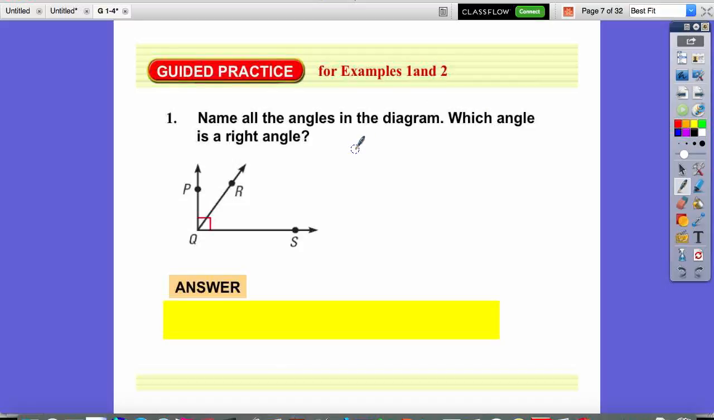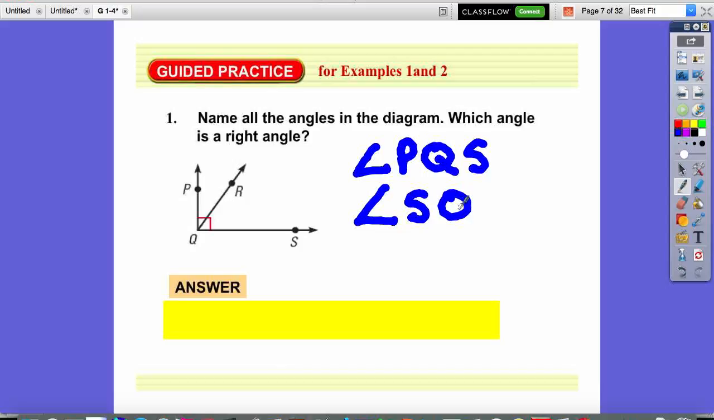So can you name all of the angles in the diagram and which angle is a right angle? Well, the right angle is angle PQS. You could also call it SQP. You could not call it angle Q because there are actually 3 angles here in the diagram.